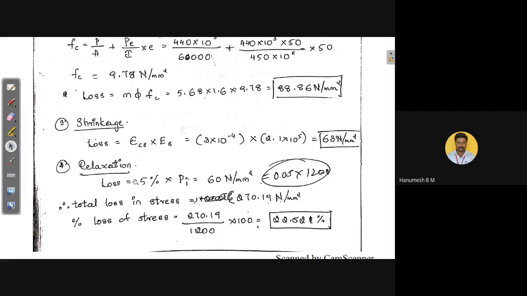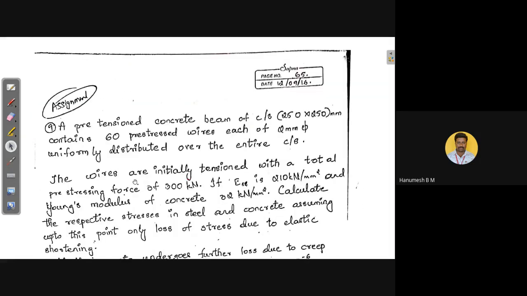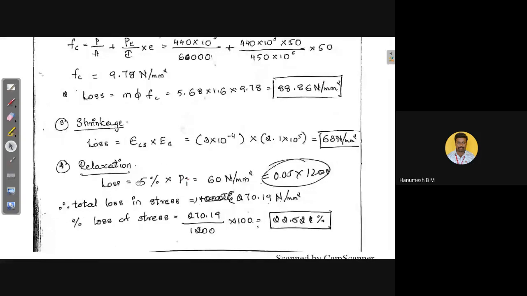This is about the solution for this problem. Any doubts in this 8th problem? Any doubts in the 8th problem? Any doubts? No, sir. Shall I move to the next problem? Yes, sir. Next problem, 9th problem.